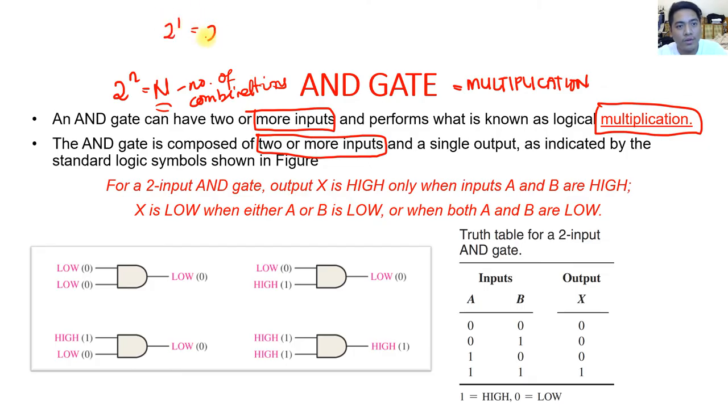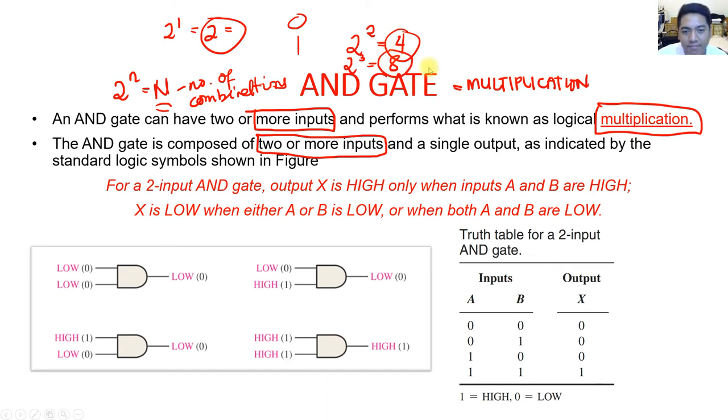The number of possible combinations will be only 2, which is 0 and 1. If you have 2 possible inputs, you have 2 raised to 2, so you have 4 possible combinations of inputs. If you have 3 inputs, you have 8 possible combinations, and so on and so forth.